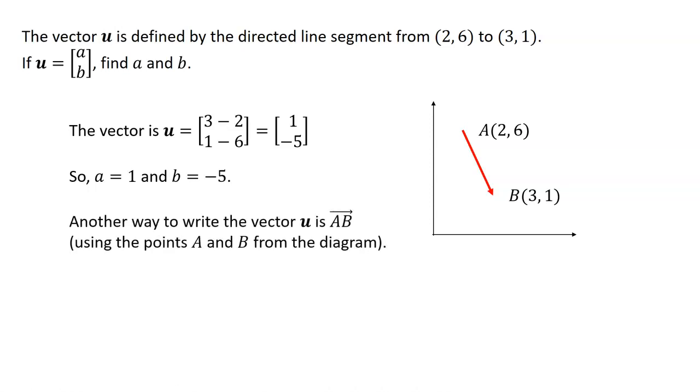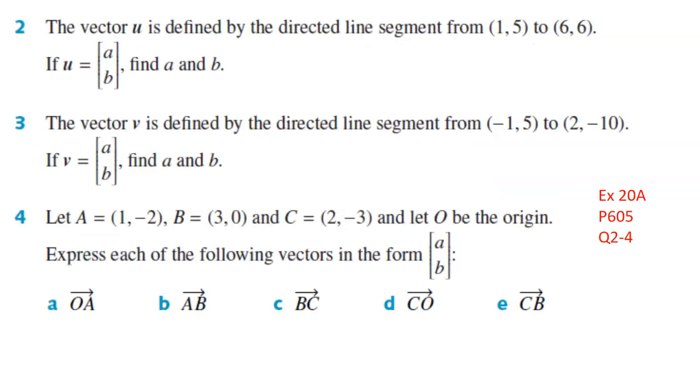Another way we can write vectors is as 2 capital letters with an arrow on top of them. Here, I'm going from A to B, so it's AB with an arrow pointing. If I were going in the other direction, then it would be BA. And obviously my vector would be different, it would be -1, 5. Have a go at these 4 questions now. Pause the video while you do it and mark your work.